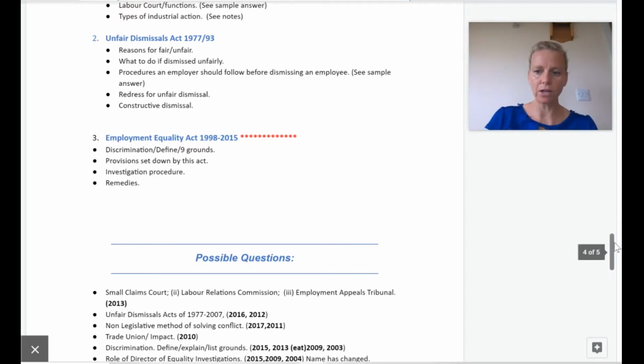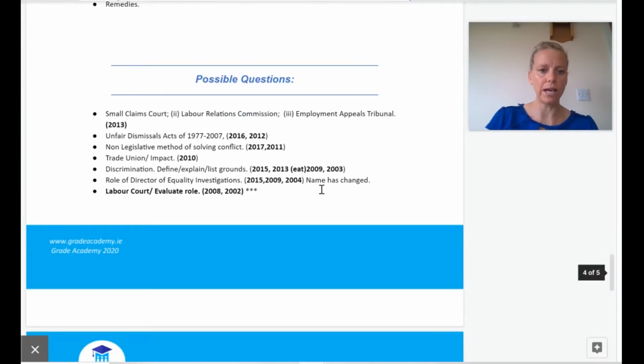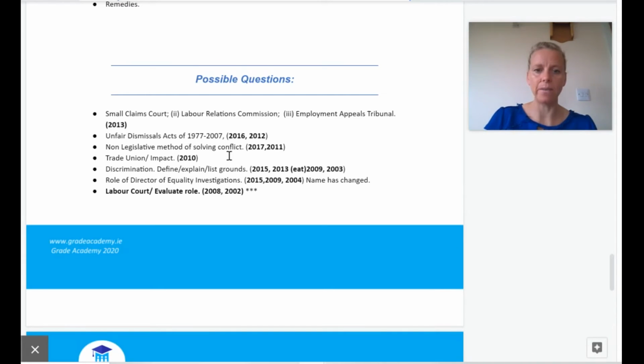So let's have a look then. Finally, we have a look at the possible questions on this. So, Small Claims Court, Labour Relations Commission, which now will be the WRC, and the Employment Appeal Tribunal, which they've now taken totally off your syllabus. So we only have these 2 that have come up. On the Fair Dismissal Act, we can see that came up in 2016: non-legislative methods of solving conflict. Those will be your negotiation, your conciliation, your arbitration.